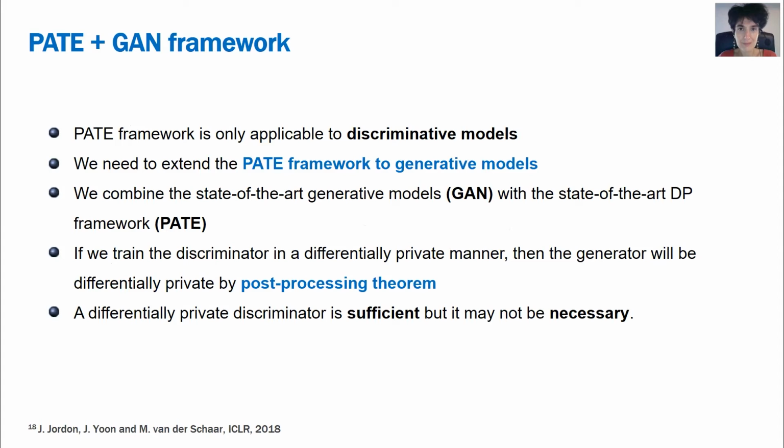Also, we have generative adversarial networks, but we need to combine both in order to create differentially private generative adversarial networks. And we call this framework PATE-GAN. We introduced PATE-GAN in ICLR 2018. And in order to develop PATE-GAN, we utilize the post-processing theorem. Therefore, the only thing that we need to do is make our discriminator differentially private.